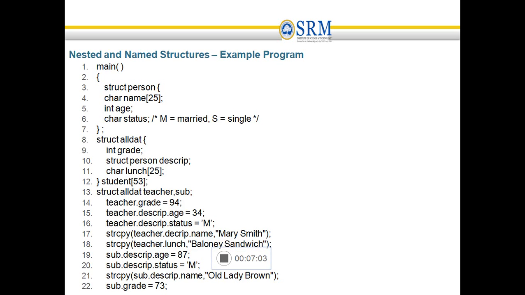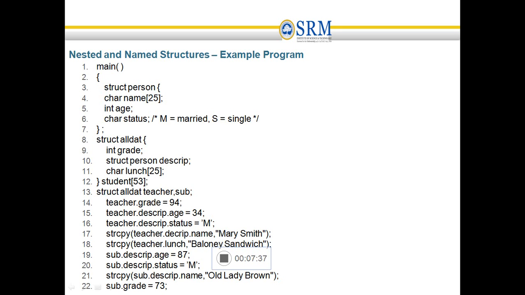Coming to the other names, we also call these named structures. The named structure is the first structure that you define. Here the structure shown is the person structure, and we say it is a named structure, and we also nested the description structure inside it. So the other names we need to understand. This is an example program to showcase the nested structure.